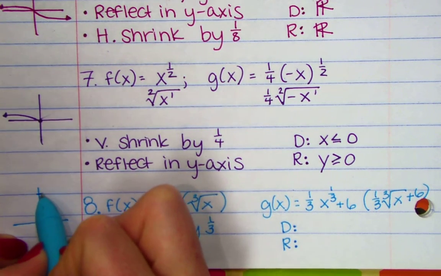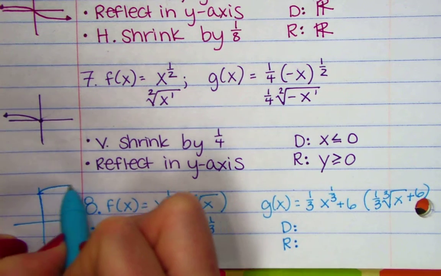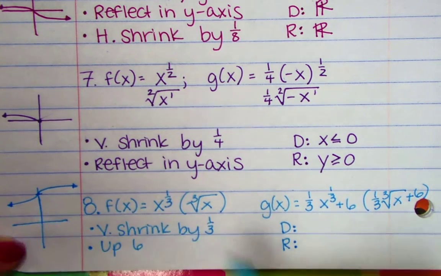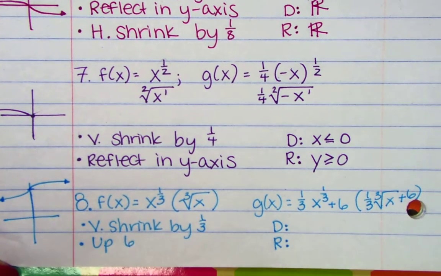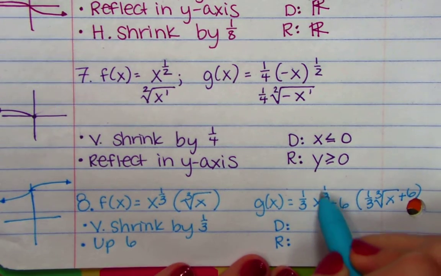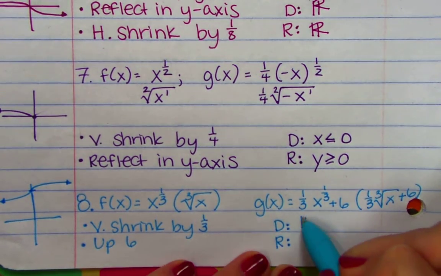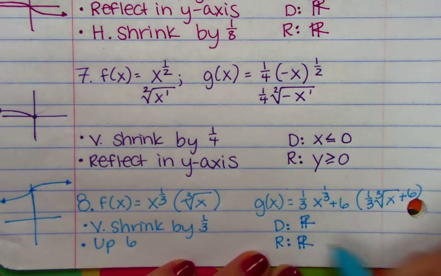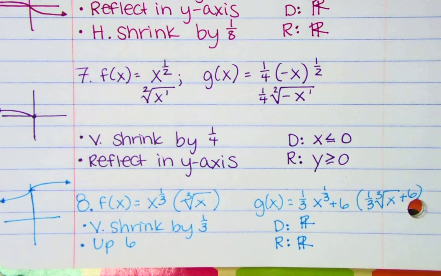Okay, so let's just pick a point and say this is 6. I think it should be like this. Like that. Okay, so what's my domain? Remember, it's a cube root. All real numbers. Okay, my range? Also all real numbers.